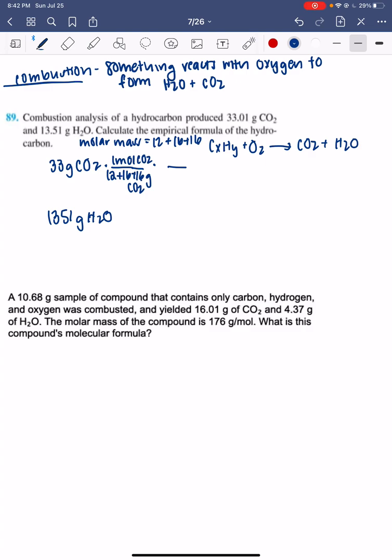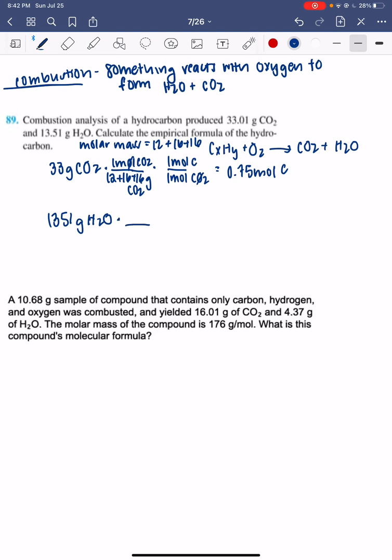We can do a mole-to-mole ratio here, and we can see that for every 1 mole of CO2, we have 1 mole of carbon. It's a 1-to-1 mole ratio. In CO2, there are 2 oxygens, there's 1 carbon, so 1-to-1 mole ratio for CO2 to carbon. And then this cancels out, and we obviously have our moles of carbon, and that should come out to be 0.75 moles of carbon.